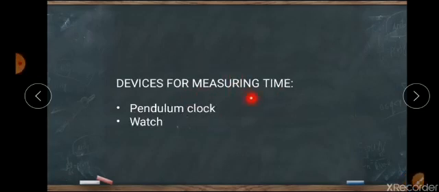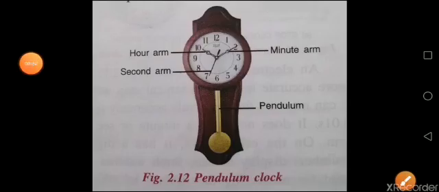Now let us see what are the devices for measuring time. Pendulum, clock and watch. Measuring time, reading a watch or a clock or whatever it is, you are very familiar with it. You know how to take readings from a clock, or if you are asked what the time is now, you will very easily read it, and this will not be a very tough task for you. This will be a very easy topic, and let's see how it is.